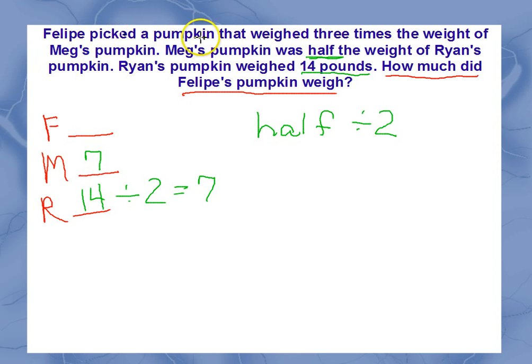Philippe picked a pumpkin that weighed 3 times the weight of Meg's pumpkin. So we're going to take Meg's pumpkin, and 3 times is just times 3. So we would do 7, skip counting here, so we would do 7, 14, 21. So 7 times 3 is 21. And Philippe's pumpkin weighed 21. And I didn't do this on the last one, but we need to make sure that we label our answers for word problems. So Philippe's pumpkin weighed 21 pounds.